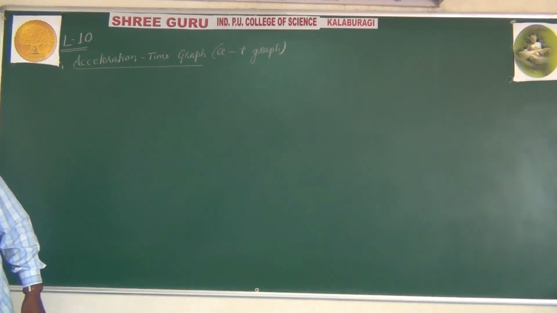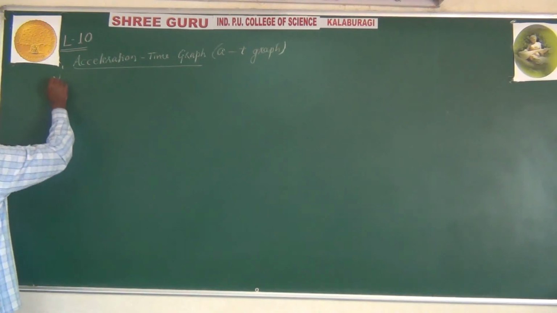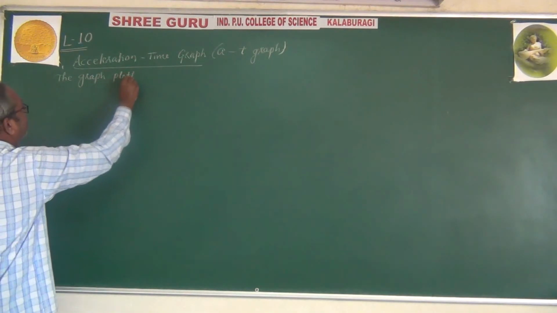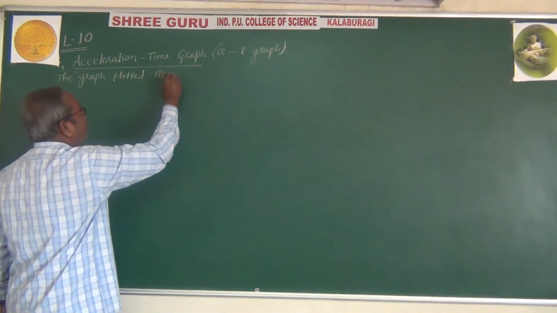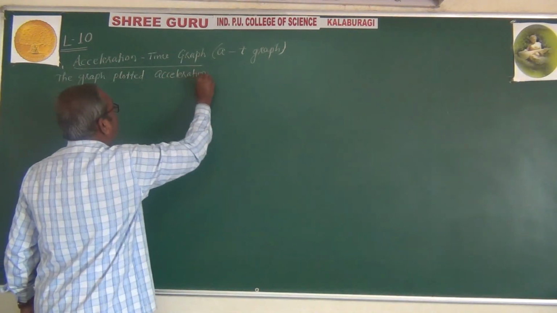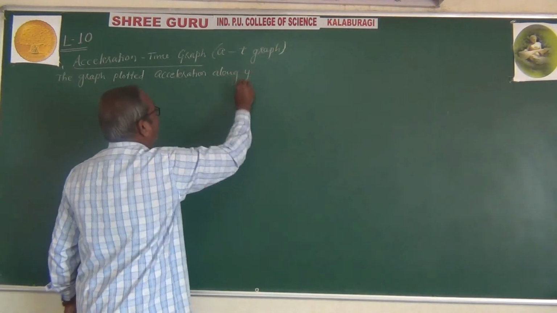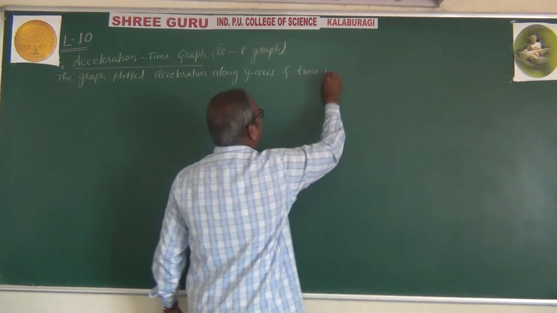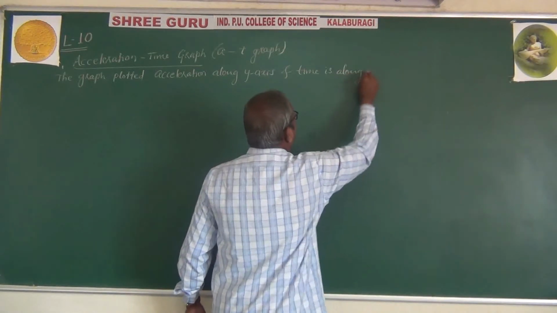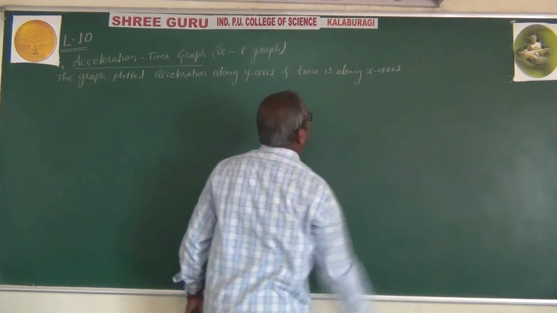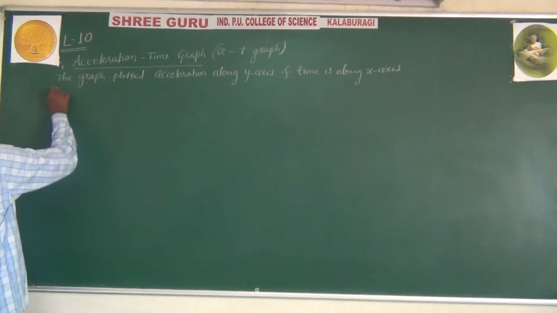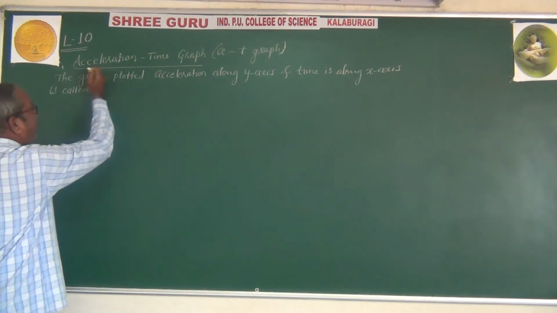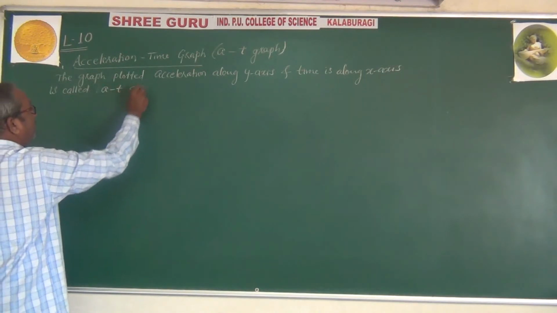So here, the graph plotting acceleration along the y-axis and time along the x-axis is called the acceleration time graph, means AT graph.